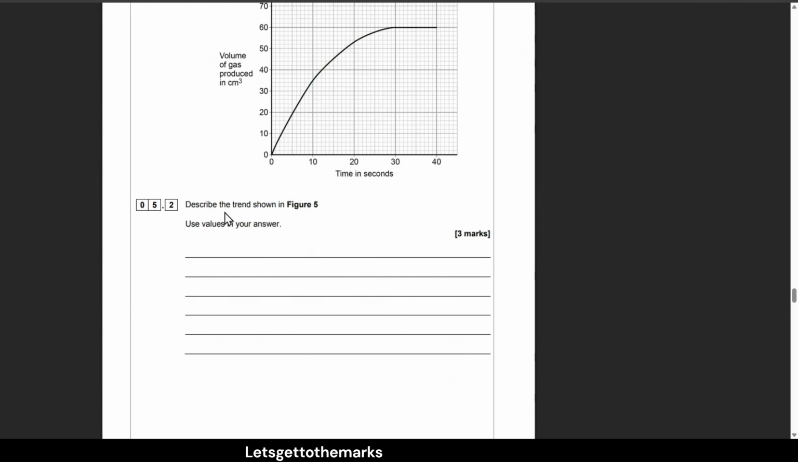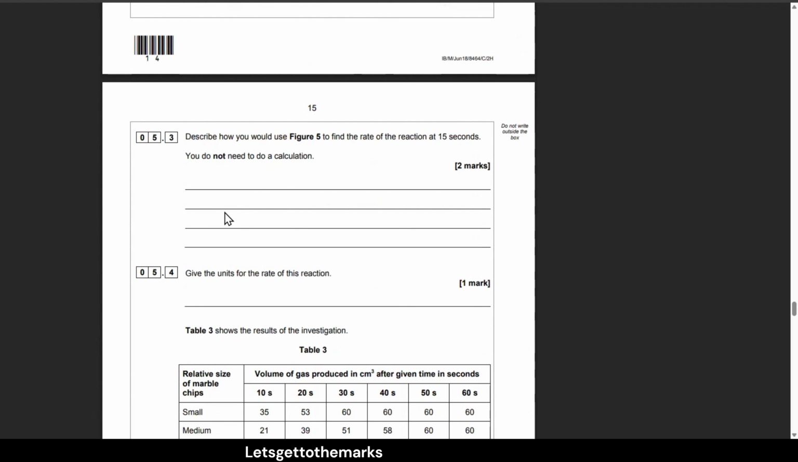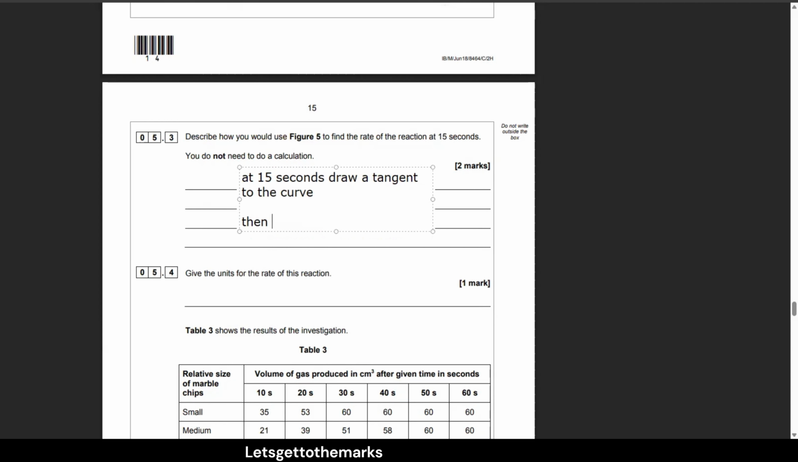Okay, we just need to put that down. So what we're going to do is describe how to do it without doing a calculation. So at 15 seconds, draw a tangent to the curve, then work out the change in Y divided by the change in X. And that is basically explaining how you work out the reaction rate when you're dealing with a curve.